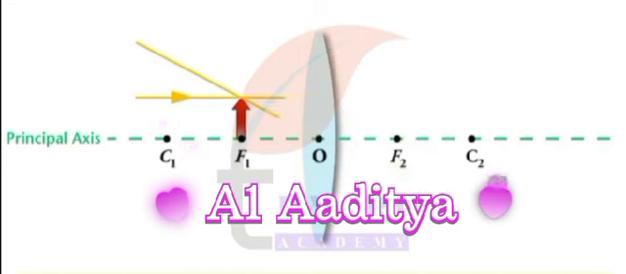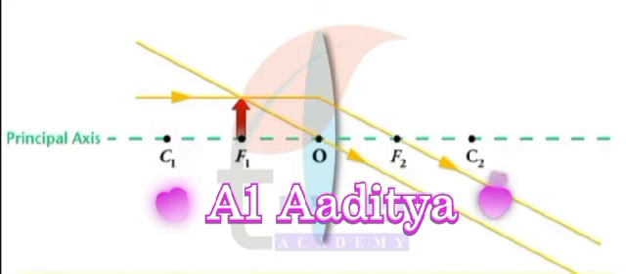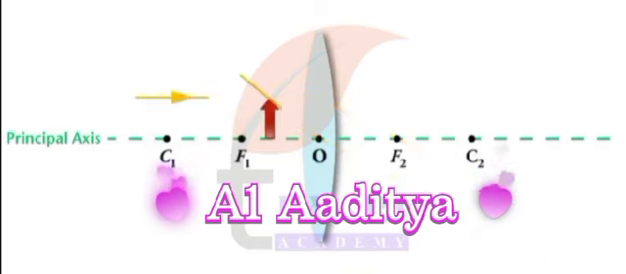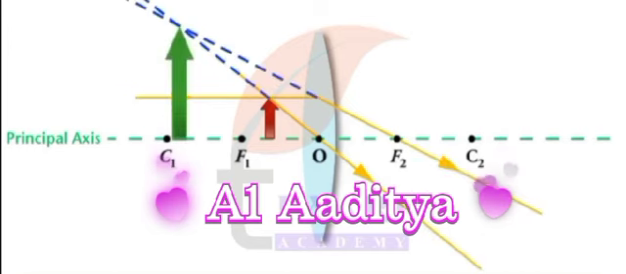An infinitely large, real and inverted image is formed at infinity when object is placed at principal focus f1 of a convex lens. A virtual, erect and enlarged image is formed at the same side of lens when an object is placed between principal focus f1 and optical center O of a convex lens.